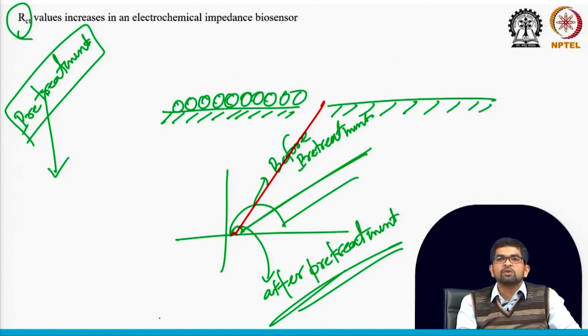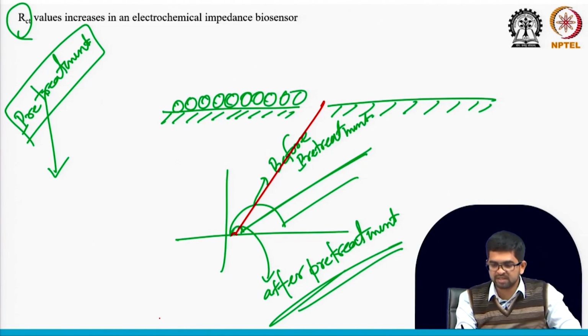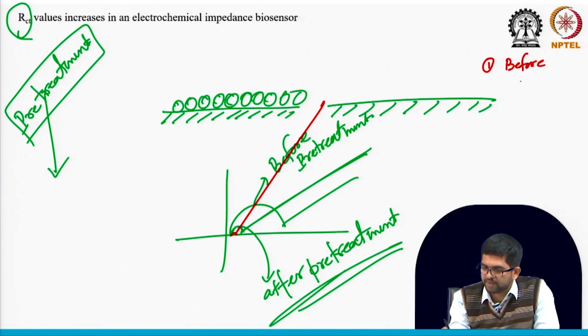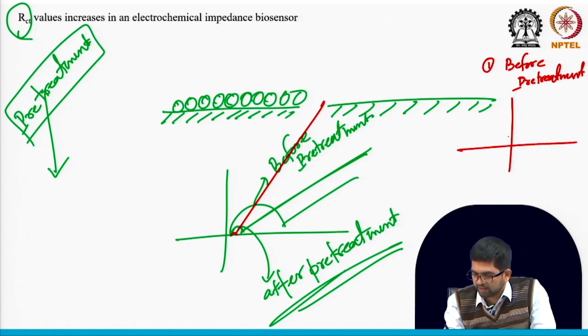So, in this characterization technique, you should definitely follow your cyclic voltammogram side by side. What is the effect on the cyclic voltammogram? Side by side cyclic voltammogram means, first, before pre-treatment of your sensor surface, what kind of cyclic voltammogram you may get.